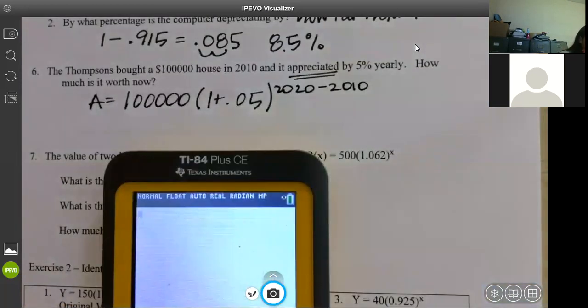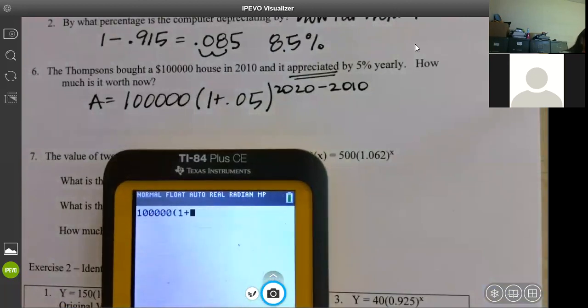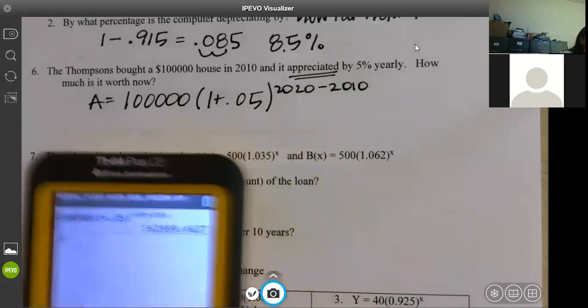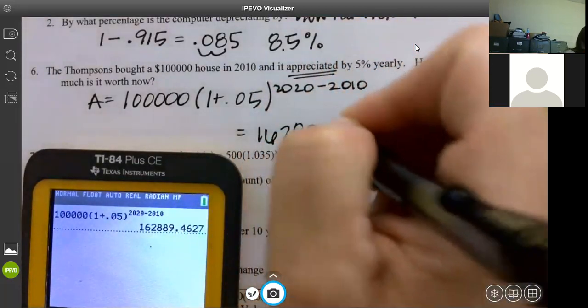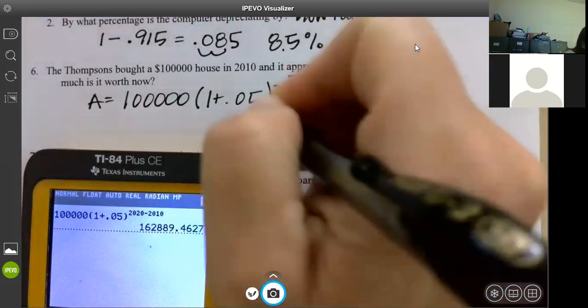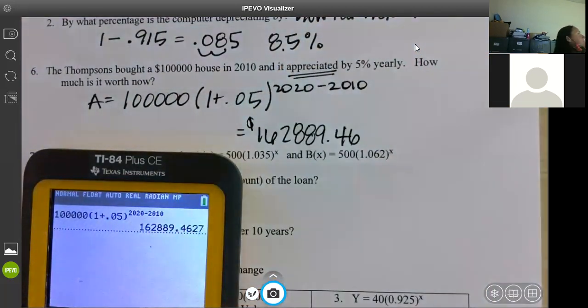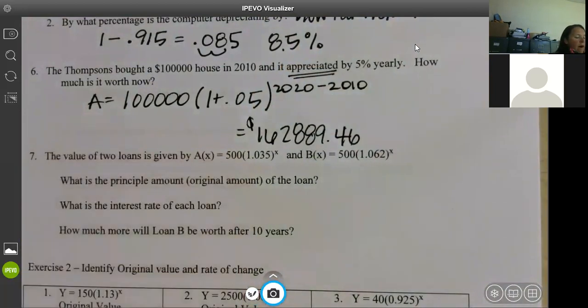All right, clear this out. 100,000, 1 plus 0.05 to the 2020 minus 2010. What do we get? 162,889.46. That's it. Any questions? All right.